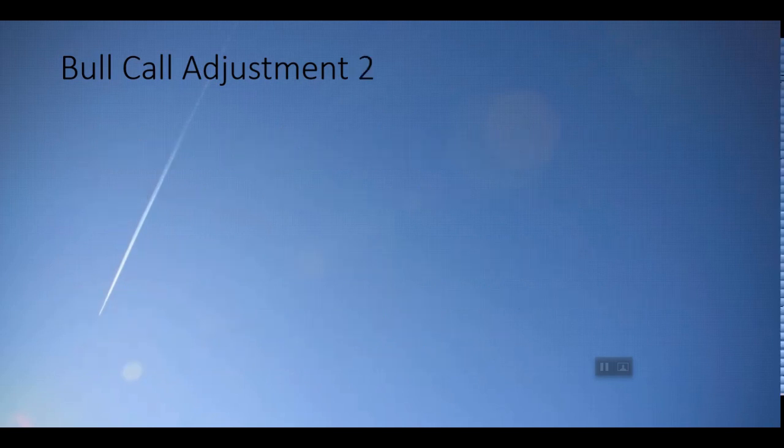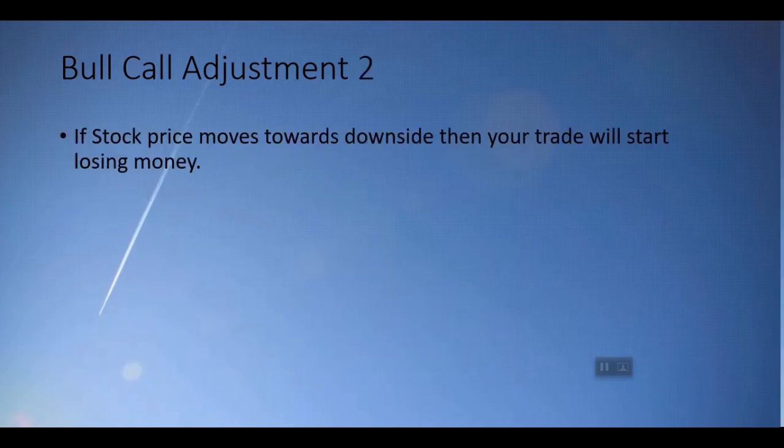bull call adjustment 2. In this, if the stock price moves towards the downside, then your trade will start losing money. With a bull call spread, we need our underlying stocks to move upside, but in this case if the stock starts moving down, then we'll start to lose our money.